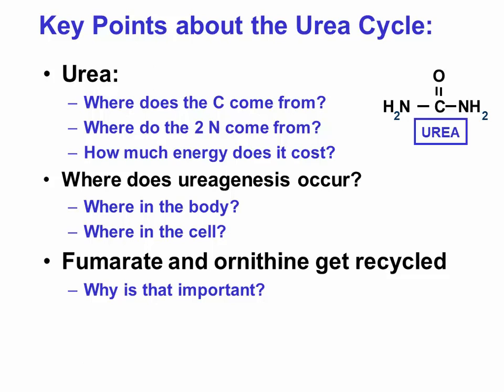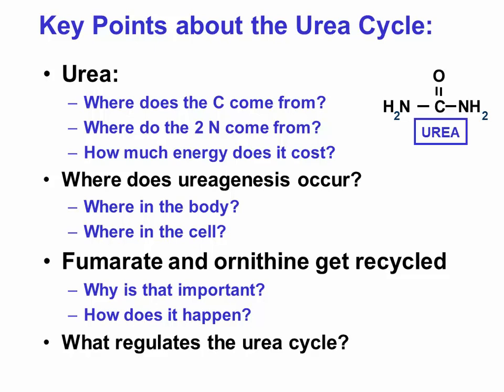So it's important that fumarate and ornithine get recycled so we can keep the synthesis of urea going. And how does it happen? I'm not going to go back over it. It's on those steps, okay? So I think you can try to take a look at that before next time and let me know if you have any questions. What regulates the urea cycle is where I want to go next. So any questions about anything so far?